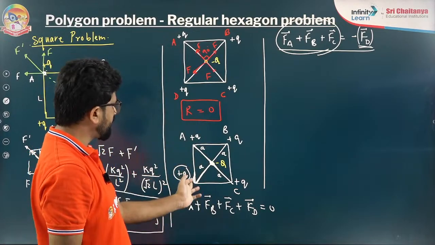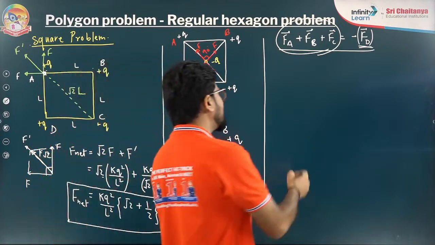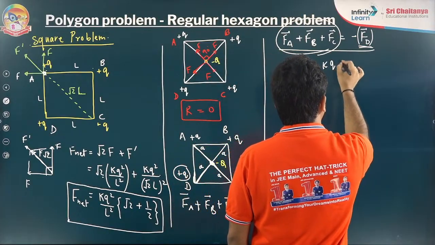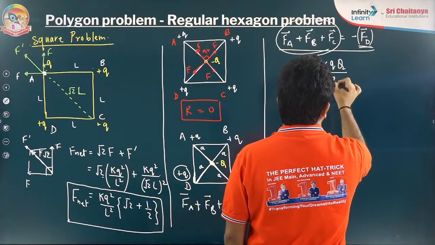So what is the force due to D? You will say, the force due to D is nothing but K into Q into capital Q by A square.